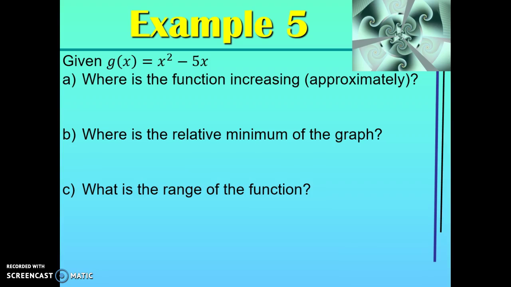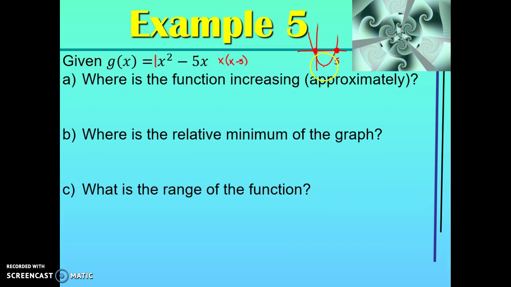Now this is harder because I don't have a picture to work with. Pictures make this so much easier. But we do know a little bit how to draw this picture. If I were to factor this, I get solutions of 0 and 5. Because my leading coefficient is 1, I know my parabola is opening upwards. So I know roughly it's going to look like this.